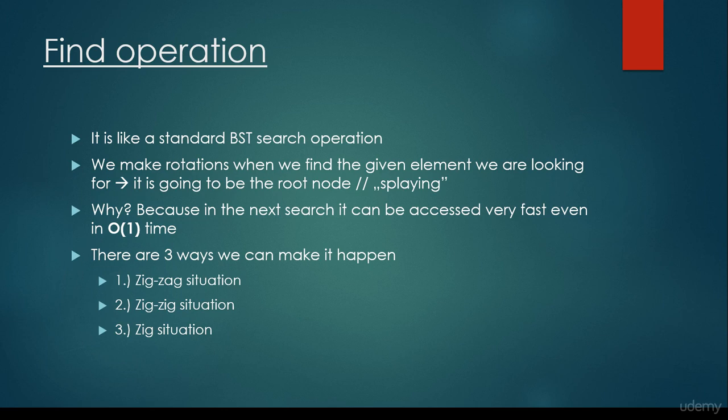Why? Because after the rotations, the given node is going to be the root node, and we start searching for the items at the root node. So we just check whether this is the item we are looking for, yes, because with the help of the rotations, we have made sure that the item is going to be the root node, so we are able to access it in O(1) constant time complexity. There are 3 ways we can make it happen: the zig-zig situation, the zig-zag situation, and the so-called zig situation.